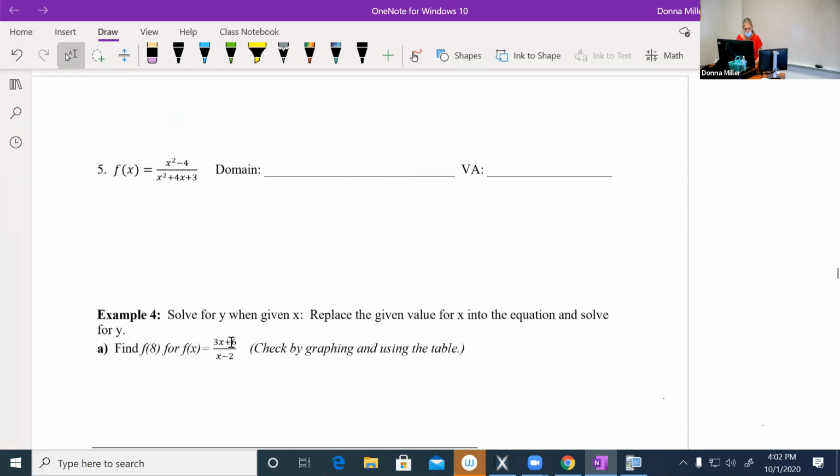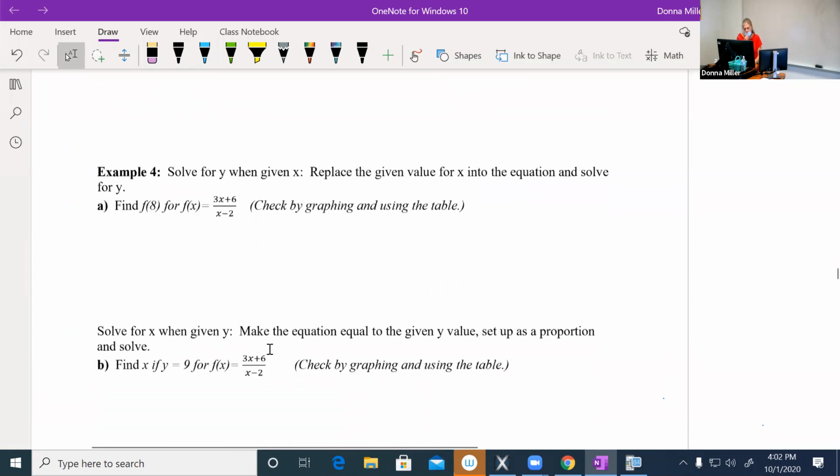Next. All right, you good? All right. Do you want me to do number 5? You guys tell me. Yes, no. See a lot of those. It's the same thing. All right, so solve for y when given x. So this is the same thing. I don't know why we're doing more of this.